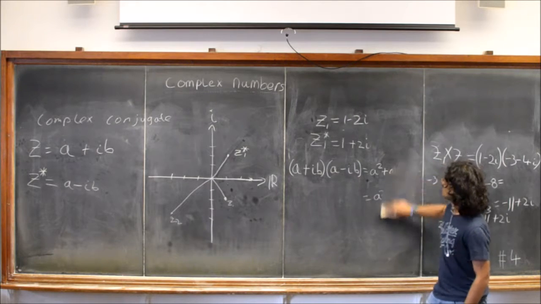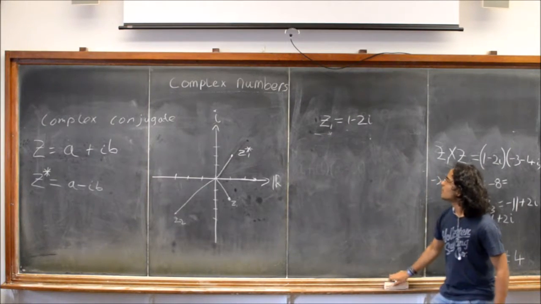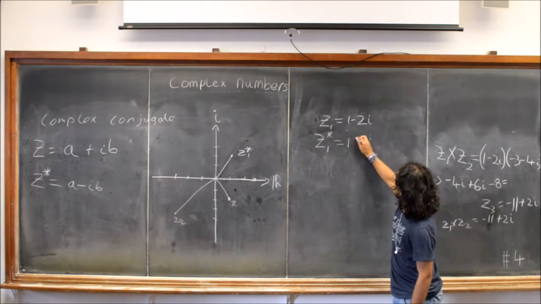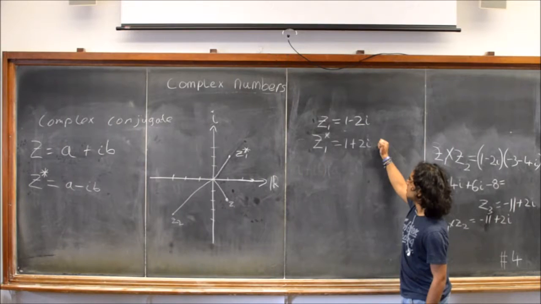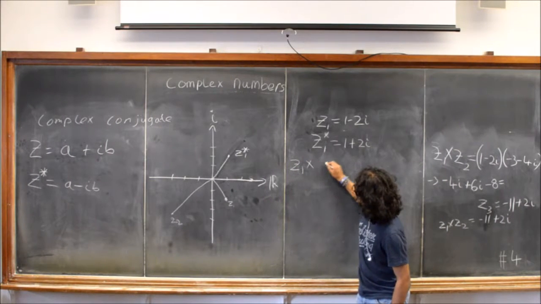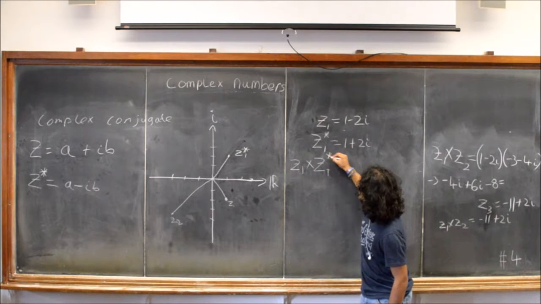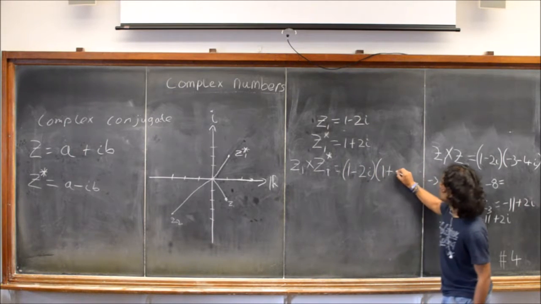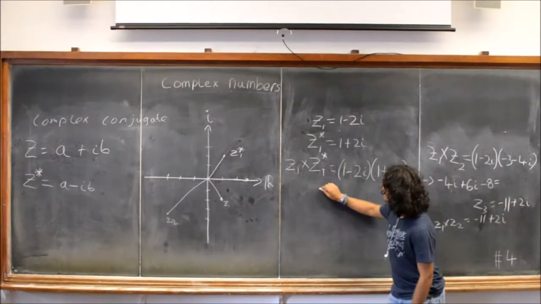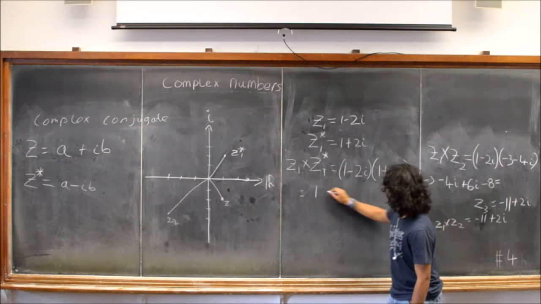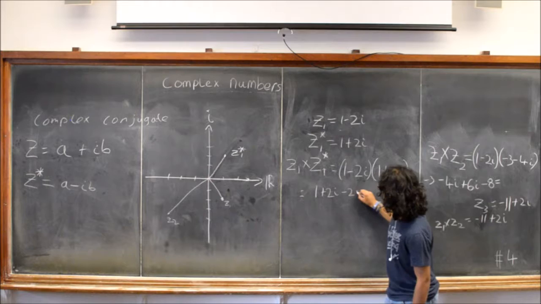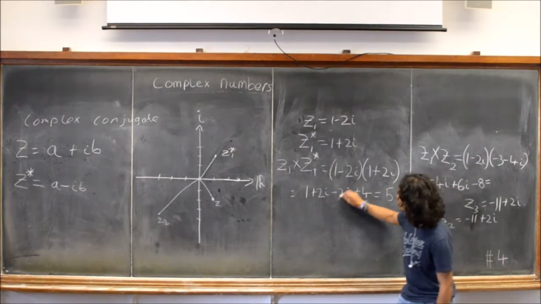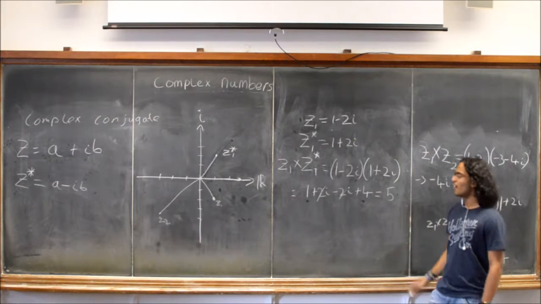So let's take an example. Let's go back to our z1 example, where our complex conjugate is 1 plus 2i. So let's multiply these two numbers together, z1 times z1 complex conjugate. So this will be 1 minus 2i times 1 plus 2i. If we expand this out, we'll get 1 plus 2i minus 2i plus 4, which gives you 5. So these two will cancel out and you're just going to be 1 plus 4.